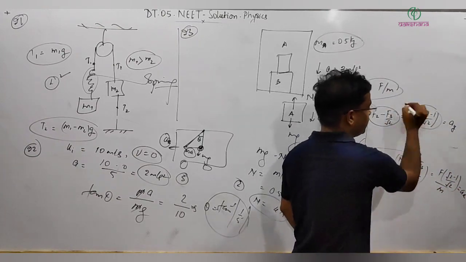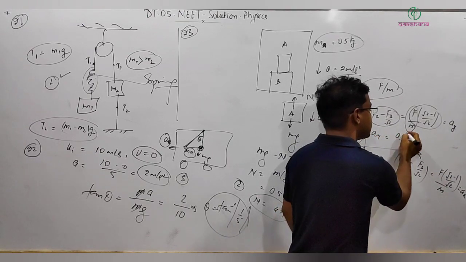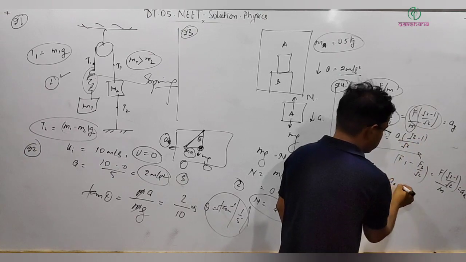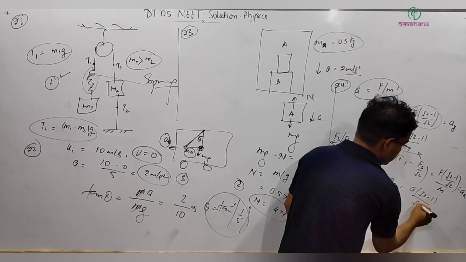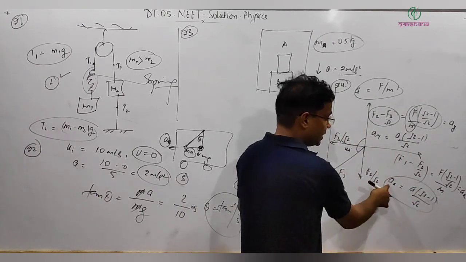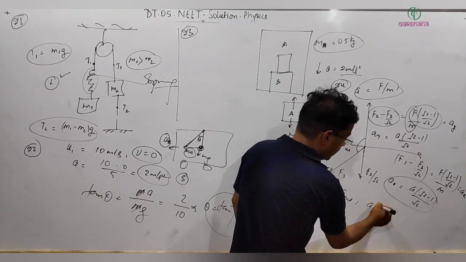So this is equal to how much? So I got ay is equal to a under root 2 minus x by root 2, and ax is equal to a under root 2 minus 1 by root 2. So then ax, ay, then what is the net acceleration? And when these two are equal, then I can write a net is equal to what?